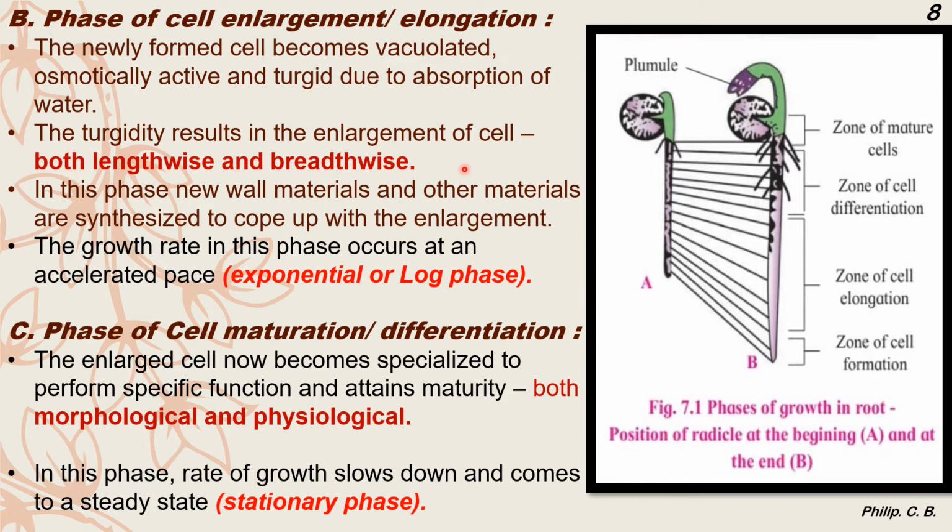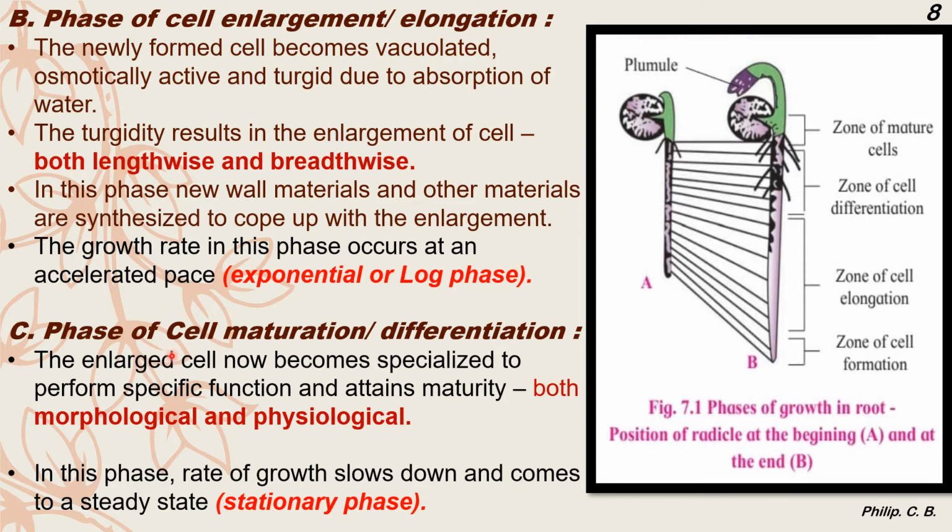So because of the turgidity, because it absorbs water, it becomes turgid and it enlarges both by length as well as breadth. In this phase, new wall materials and other materials are synthesized to cope up with the enlargement. So in this case, the new wall materials which are formed, or the other materials which are present, are synthesized or produced for the enlargement purpose. The growth rate in this phase occurs at an accelerated pace. Now, as you saw the first phase, which was actually slow, here it is at an accelerated phase and it is the exponential or the log phase.